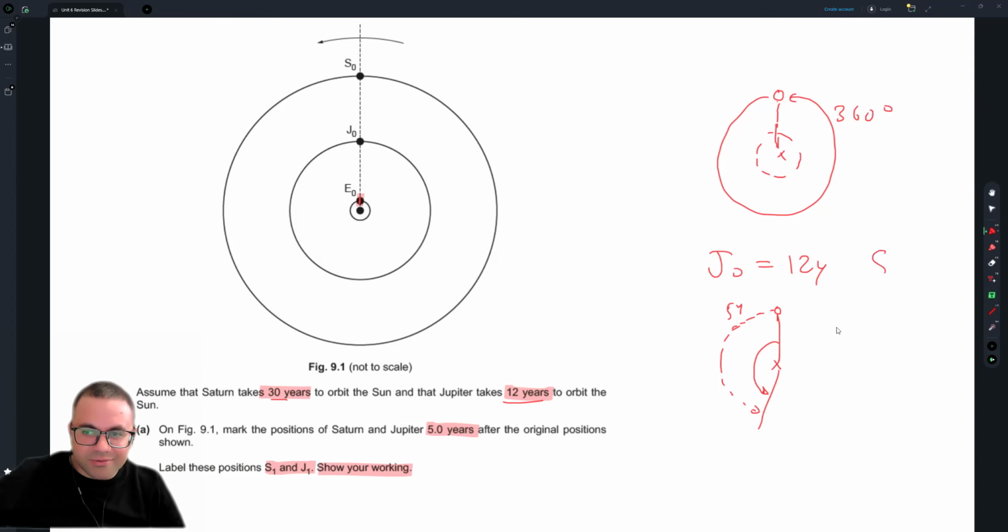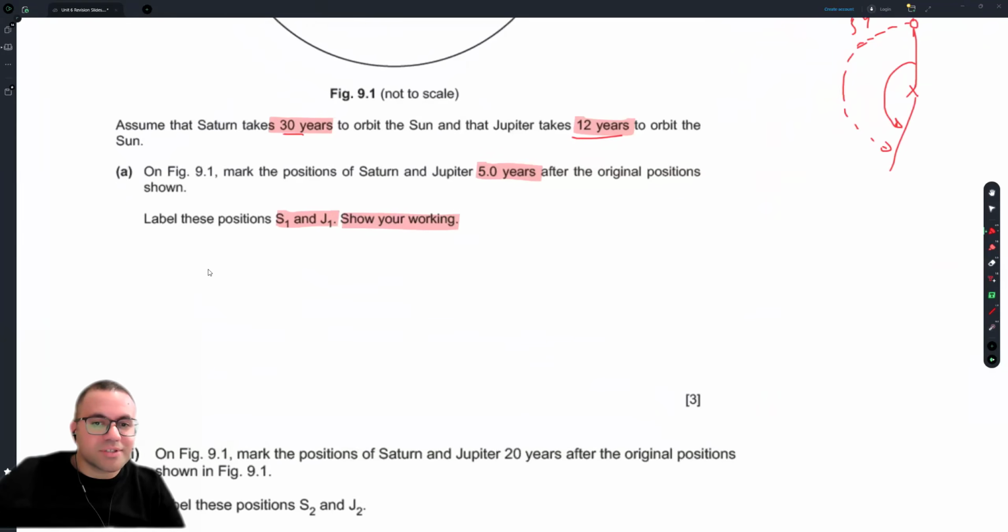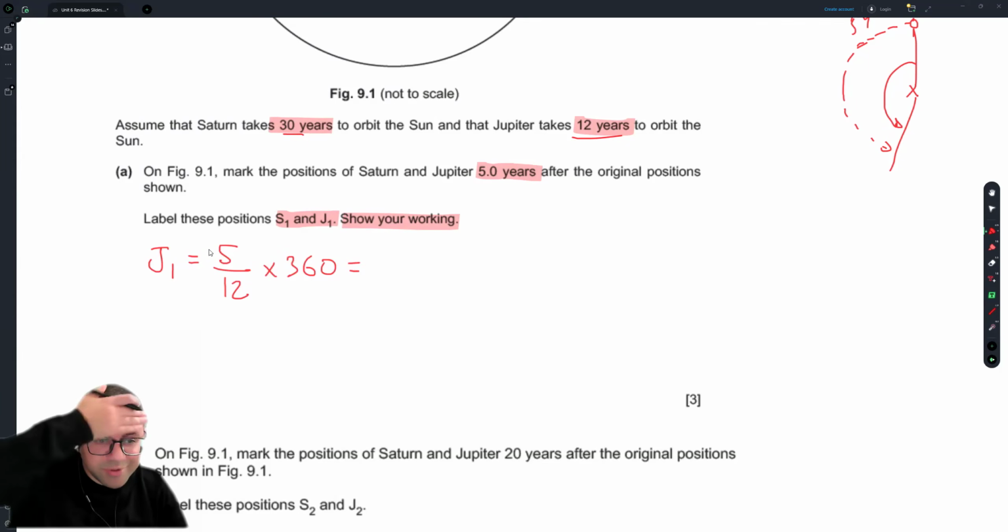Same thing for Saturn. Saturn takes 30 years to orbit, but you only give it 5. How far will it rotate? I'm sure it'll rotate a lot less, covering a much smaller angle after the same 5 years. So here's what I do. Jupiter, J1, is going to take 5 years out of the 12 times 360 degrees. I'm getting the number of degrees it'll travel through in 360. Because if Jupiter takes 6 years, that's half of the orbit, so that's 180 degrees. So 5 out of the 12 times 360 is 150 degrees.